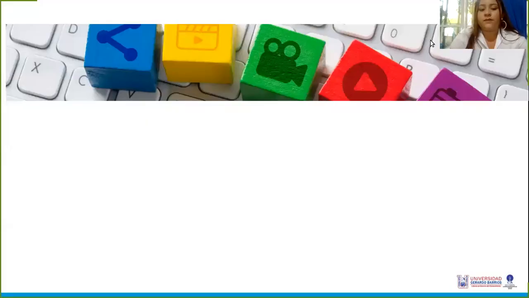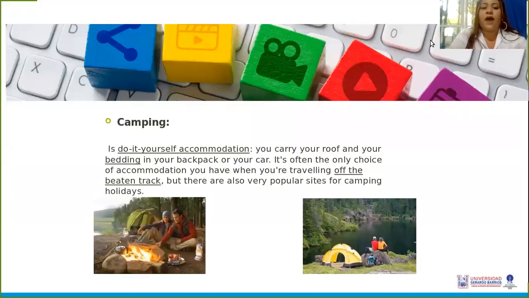Continue. Camping. It's do-it-yourself accommodation. You carry your tent and your bedding in your backpack or on your car. It is often the only choice of accommodation you have when you're traveling off the beaten track. But there are also very popular sites for camping holidays. As the teacher mentioned before, El Pital is a very great place for camping.